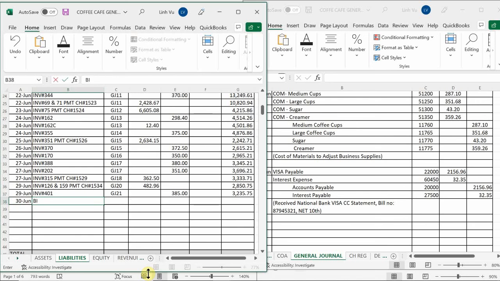So in this case, bill number 8794531. Okay? And this is going to credit my account for $2,156.96. Okay? So therefore, what's my grand total amount of accounts payable?